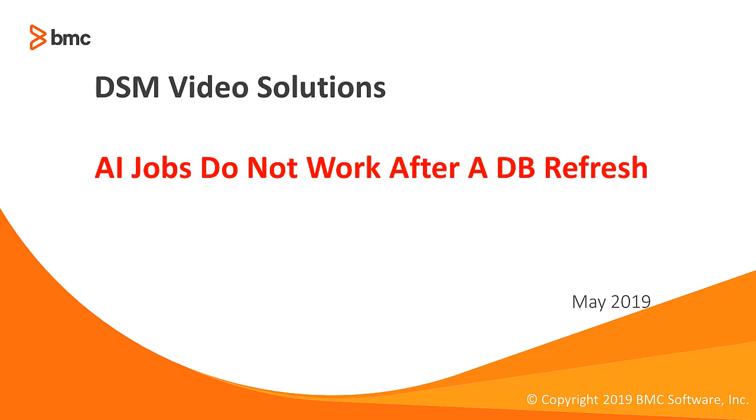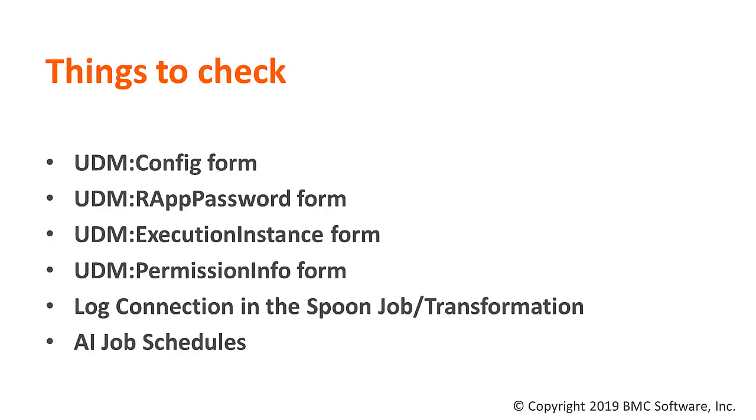In this video, we will check how to troubleshoot the AI jobs that do not work after a DB refresh. So for this particular issue, we need to check the UDM forms like UDM config, UDM RAP password, UDM execution instance, UDM permission info, and then you also need to check the log connections for the spoon job and transformation. You also need to check the AI job schedules.